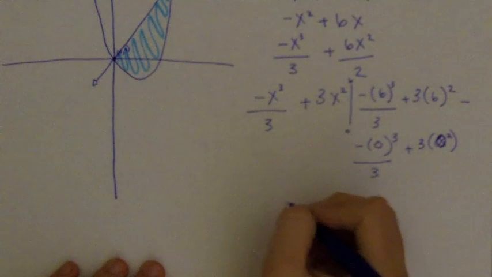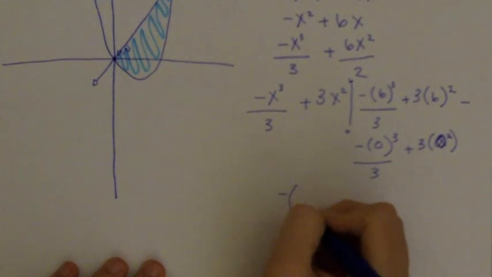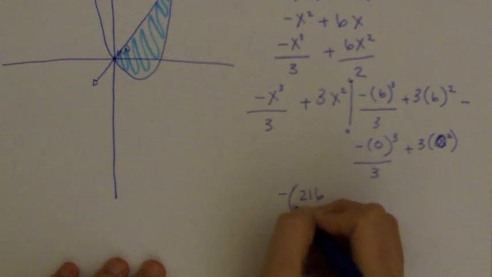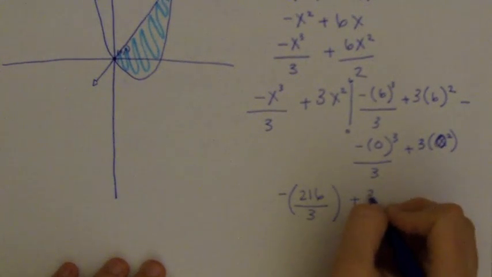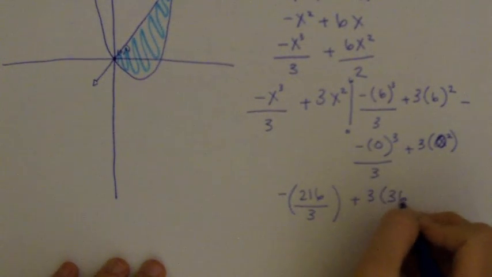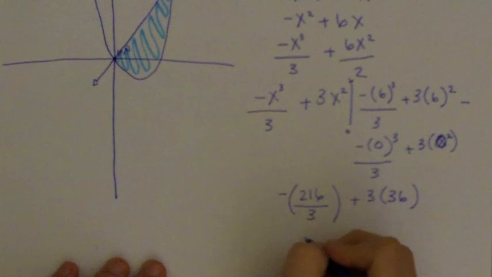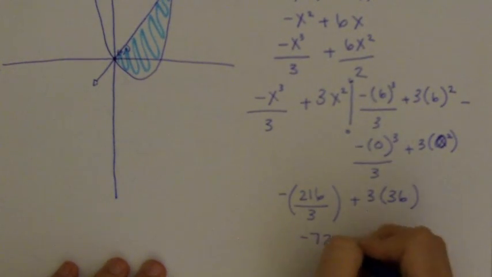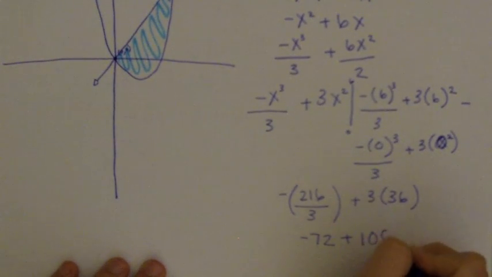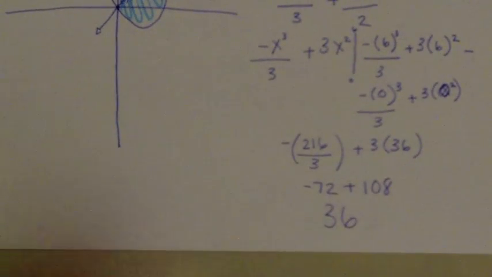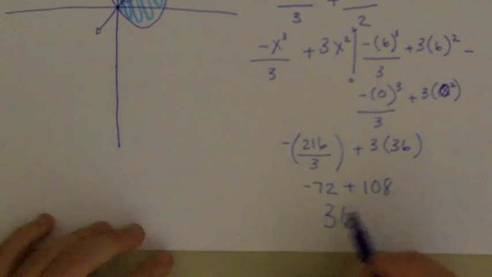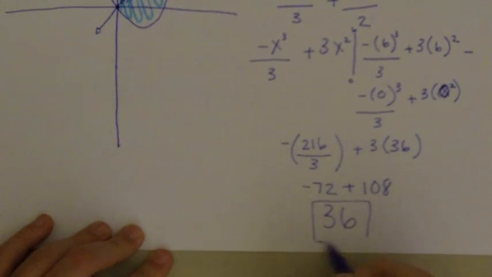If we simplify this, we get negative 216 over 3 plus 3 times 36, which then gives us negative 72 plus 108, which gives us 36. The area of the shaded region is 36.